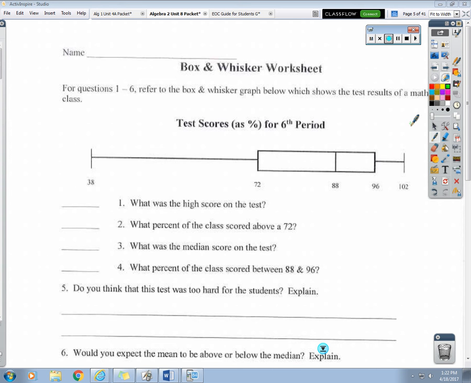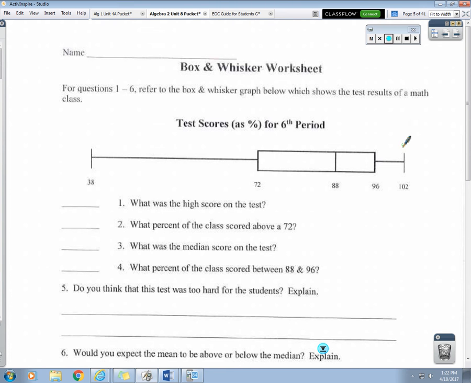Today we are going to start learning about box and whisker plots. The first thing that we're going to do is learn how to read them and answer questions about them. Okay, so on page 4, you will see a box and whisker plot, or sometimes they call it a box and whisker graph.